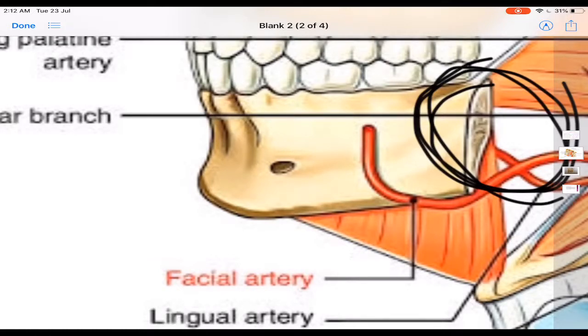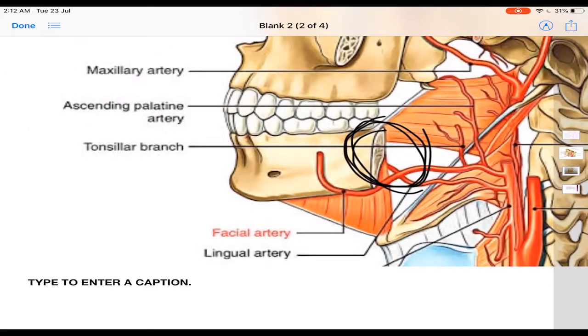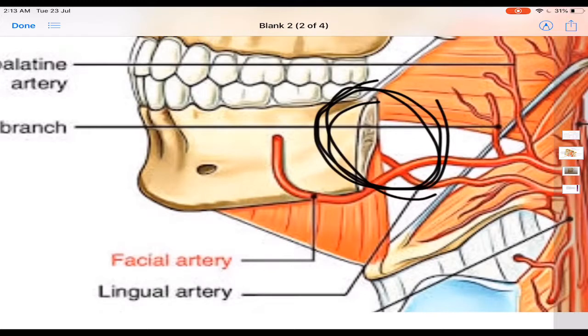Okay. And now the other important structure that is present at the angle of the mandible and the inferior border are the salivary glands and a few lymph nodes. So what are the salivary glands here? There has to be the submandibular and the submental salivary glands. So those are supplied. And then of course the lymph nodes which are present here.